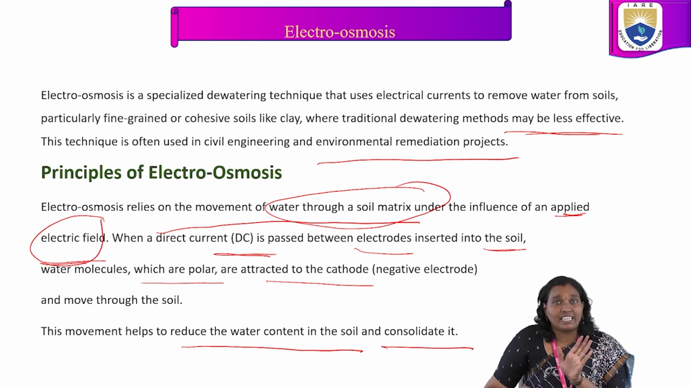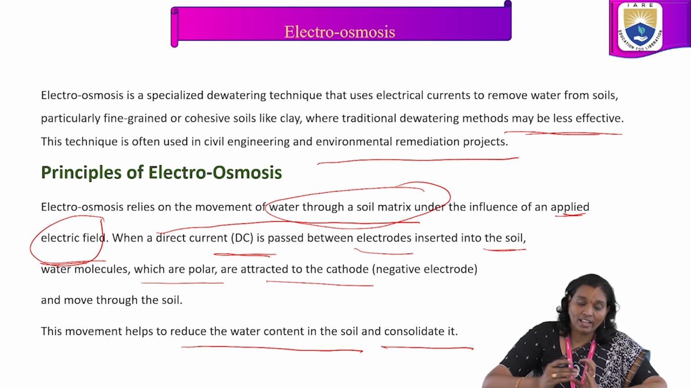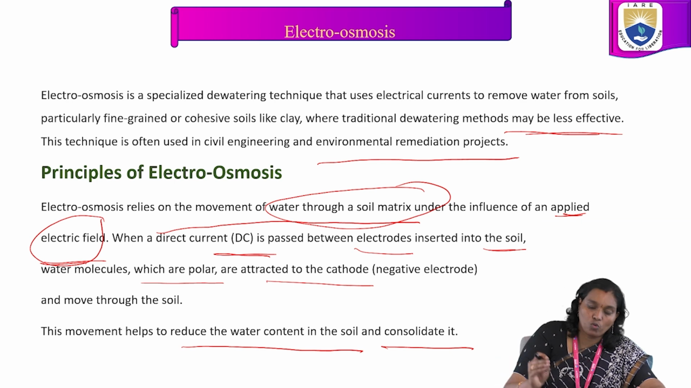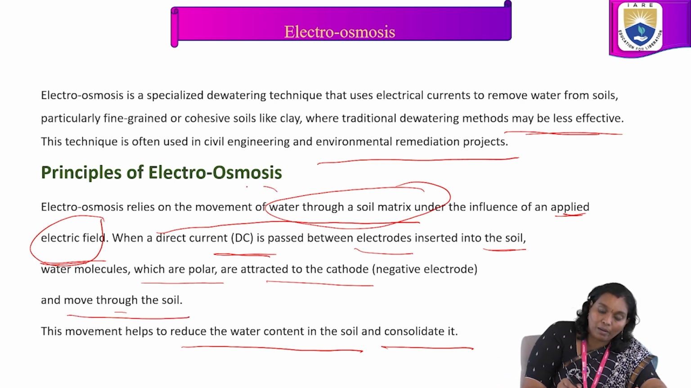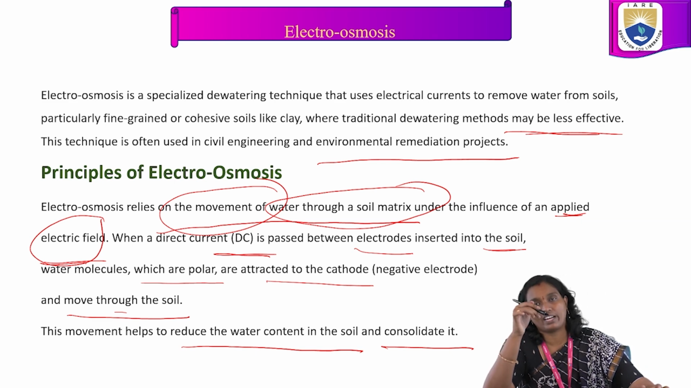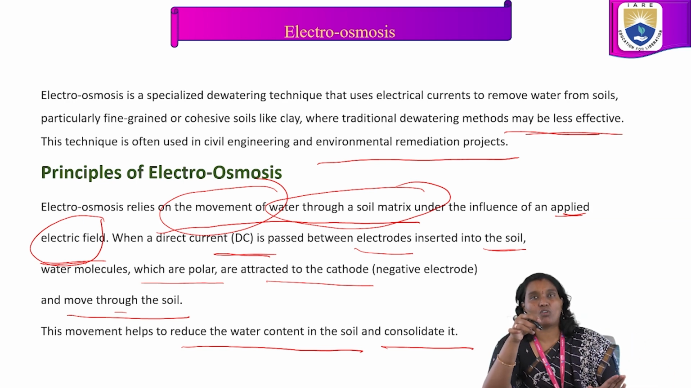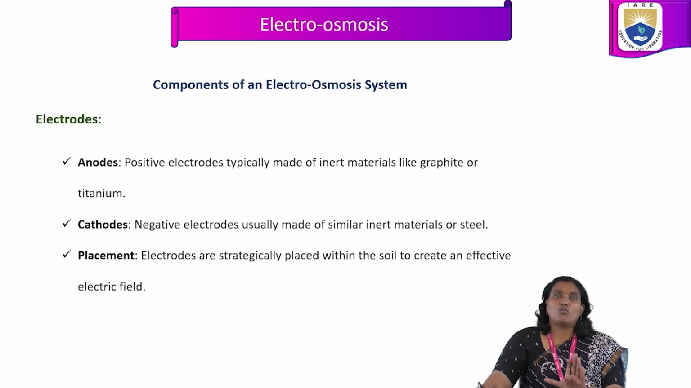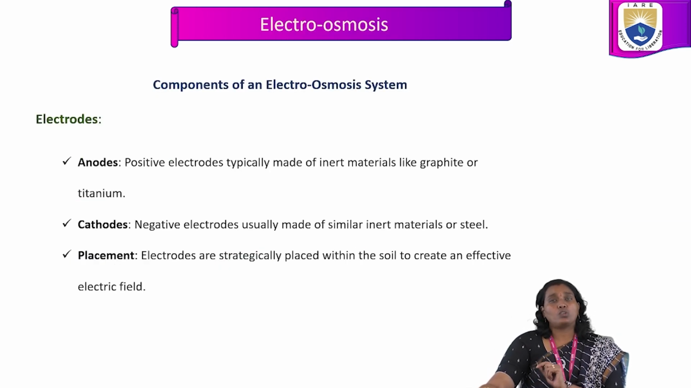Whenever DC is passed between the electrodes inserted into the soil, water molecules, which are polar, are attracted to the cathode and move through the soil. This complete movement helps to reduce the water content present in the soil, and it also consolidates it. This principle is involved in the electroosmosis process. Now, what are some of the components involved in an electroosmosis system?